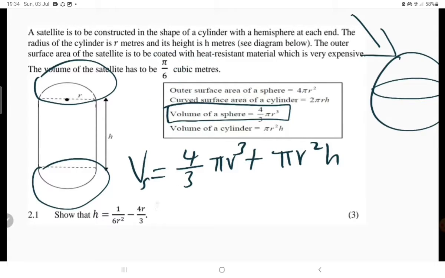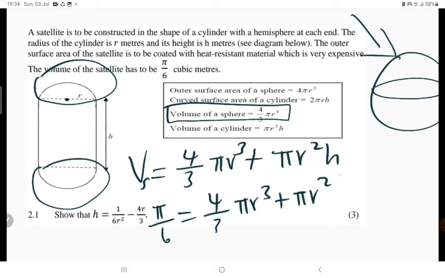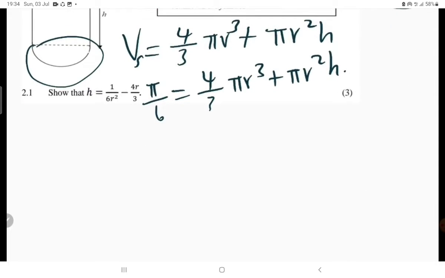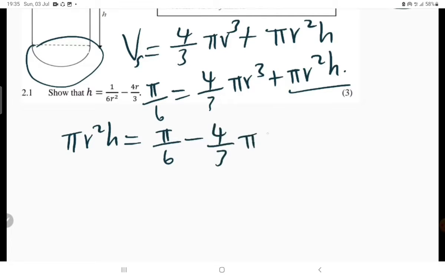So V is equal to pi over 6, which is equal to 4 over 3 pi r cubed, plus pi r squared h. So at this stage, you really need to make h the subject of the formula. Of course, you can just take this one and write h on its side, then this is equal to, take this one to the other side, which is going to meet pi over 6 over there, and it's going to change the sign because it's not on its side. So this is what we have.